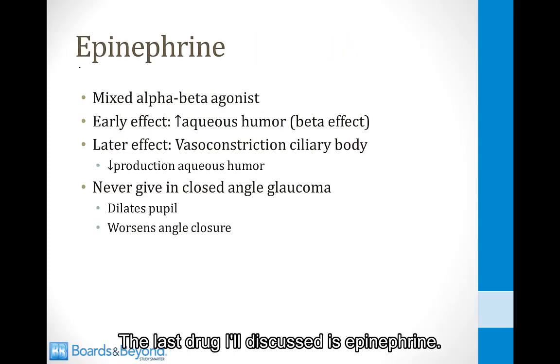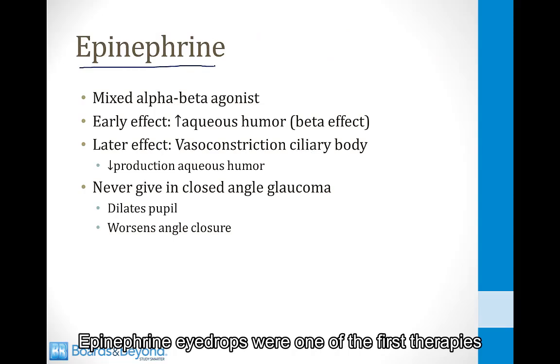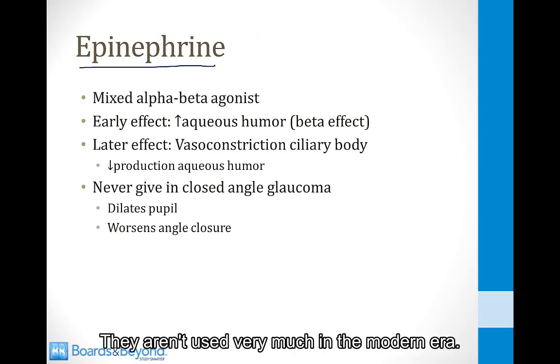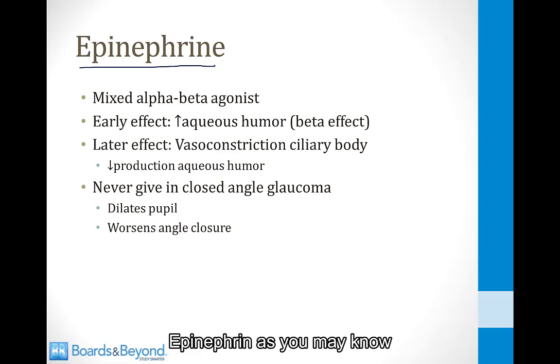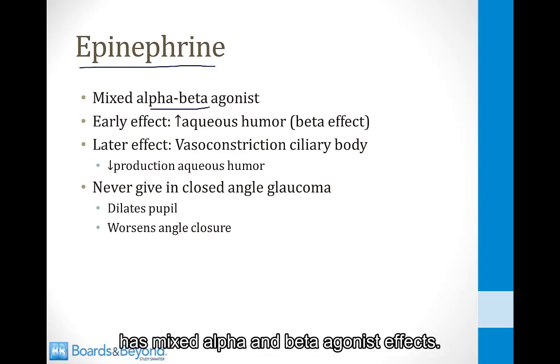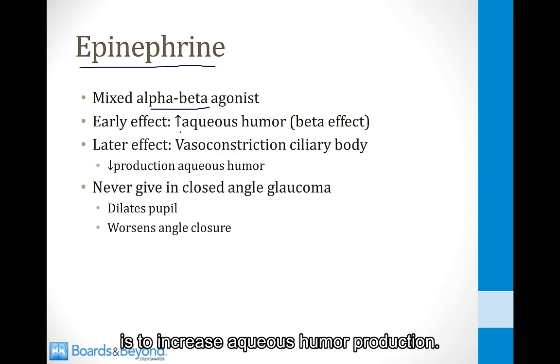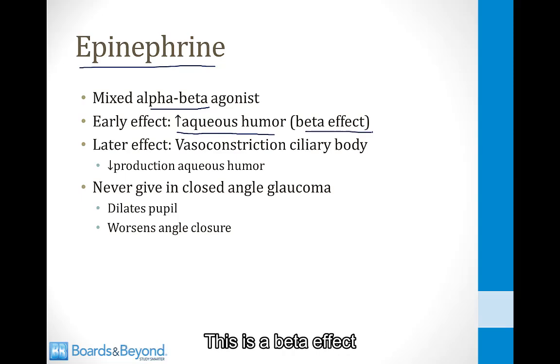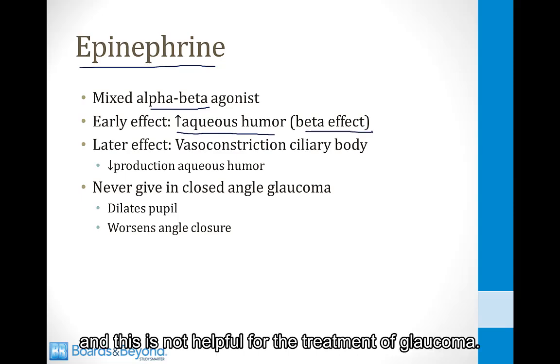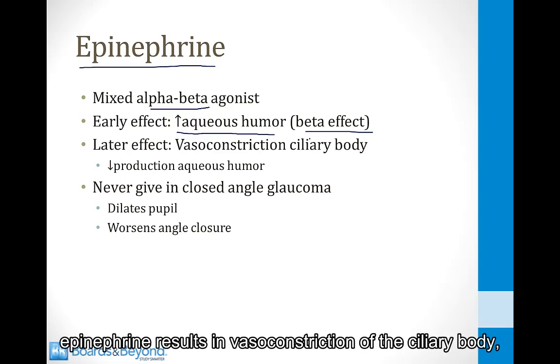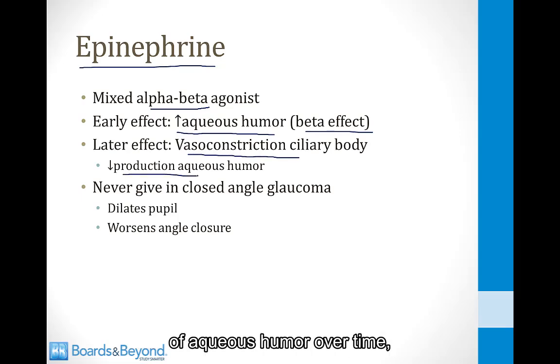The last drug I'll discuss is epinephrine. Epinephrine eye drops were one of the first therapies for glaucoma ever used. They aren't used very much in the modern era. Epinephrine, as you may know from its hemodynamic properties, has mixed alpha and beta agonist effects. So when you administer epinephrine eye drops, the early effect on the eye is to increase aqueous humor production. This is a beta effect, and this is not helpful for the treatment of glaucoma. However, later epinephrine results in vasoconstriction of the ciliary body, and this leads to decreased production of aqueous humor over time. Therefore, on balance, this is an effective drug for lowering the intraocular pressure.